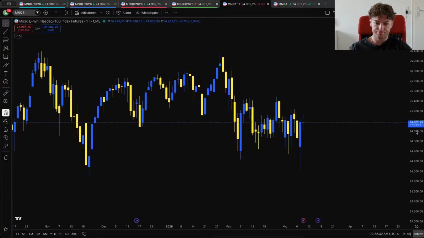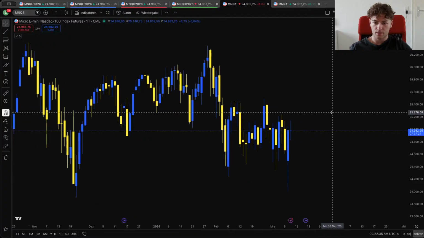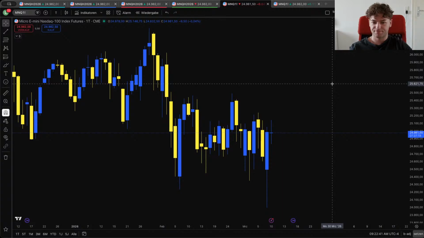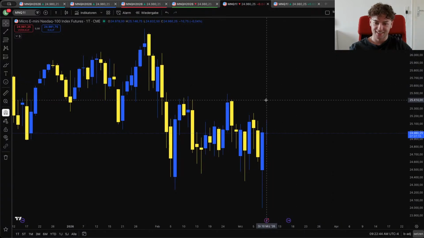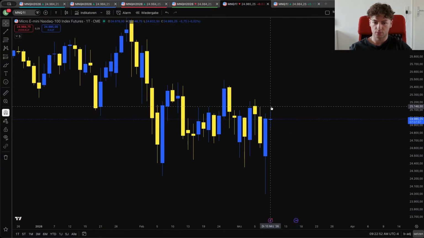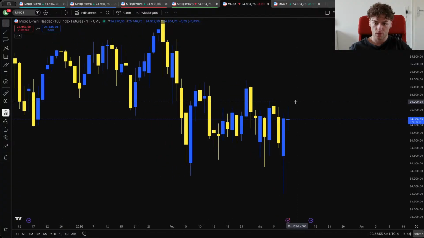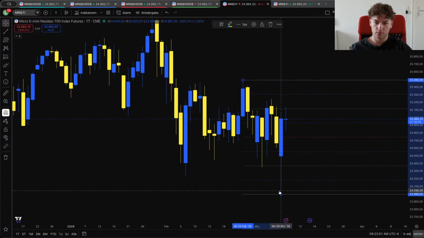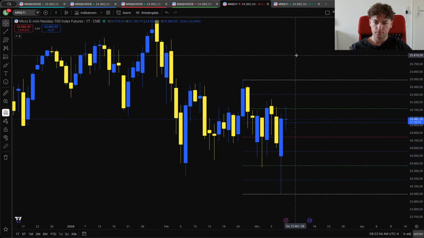Starting off at the higher time frame, it didn't really happen too much. Today we have a little doji, and we are still inside of this big consolidation range right here. Yeah, we took out this low, but look where the body's closed. So yeah, still inside the range.